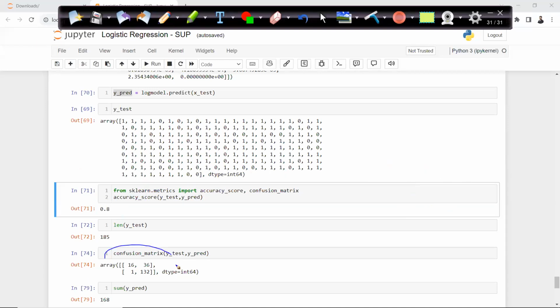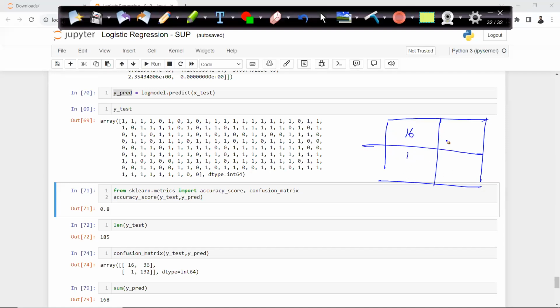There is one more concept called confusion matrix, which is basically you are breaking this into 4 numbers. Let's try to understand these 4 numbers. So we have 16, 1, 36, and 132. In my testing data, there are 168 records. That's why you are getting the prediction also 168. You can sum it up: 132 plus 36 plus 16 plus 1. This is going to be your 168.